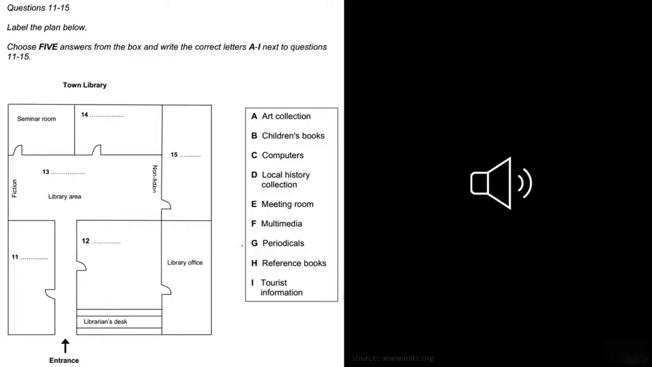Okay, everyone. So, here we are at the entrance to the town library. My name is Anne, and I'm the chief librarian here, and you'll usually find me at the desk just by the main entrance here. So, I'd like to tell you a bit about the way the library is organised and what you'll find where.